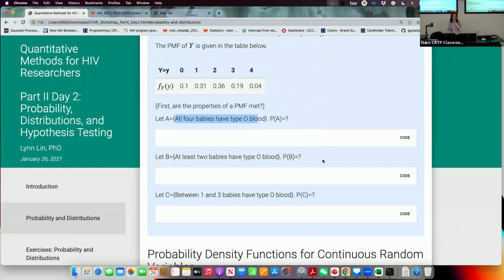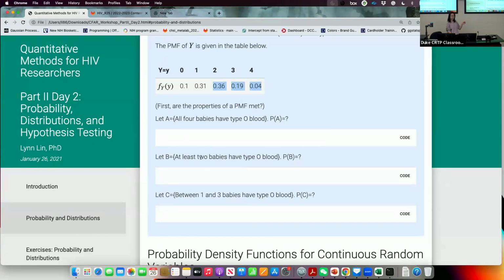For the second question, let B denote the event that at least 2 babies have type O blood. What's the probability that this event will happen? 0.59. Well, how do you get this? I found the 2, 3, 4 probabilities. Yes.